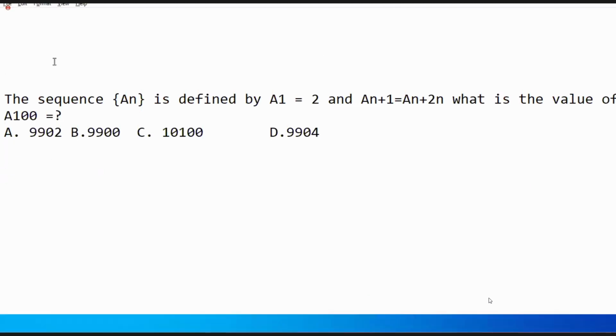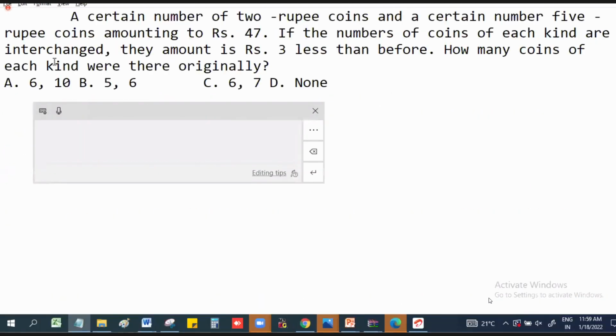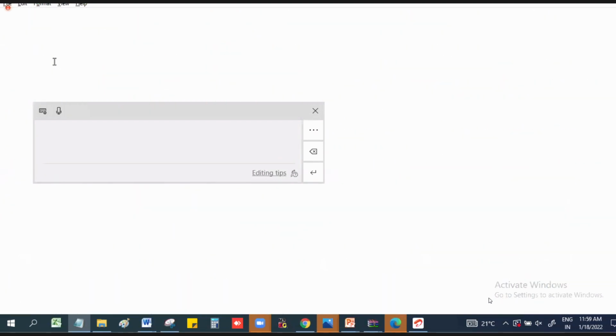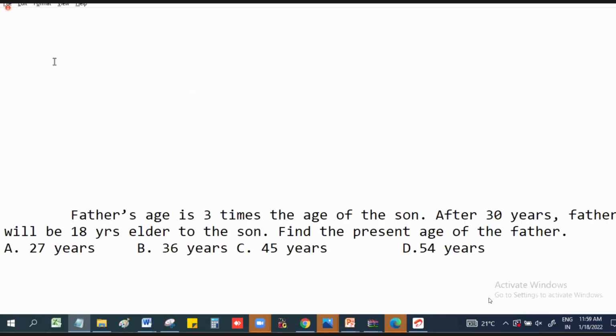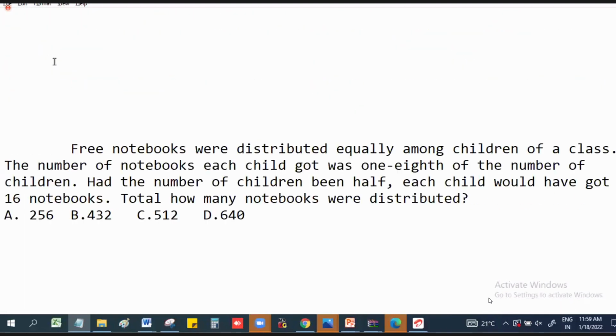So with that note, let's get started with the questions based on, we reached our last segment of today's session. That is the questions based on ages. Ages questions, definitely they might ask you in a couple of competitive exams.